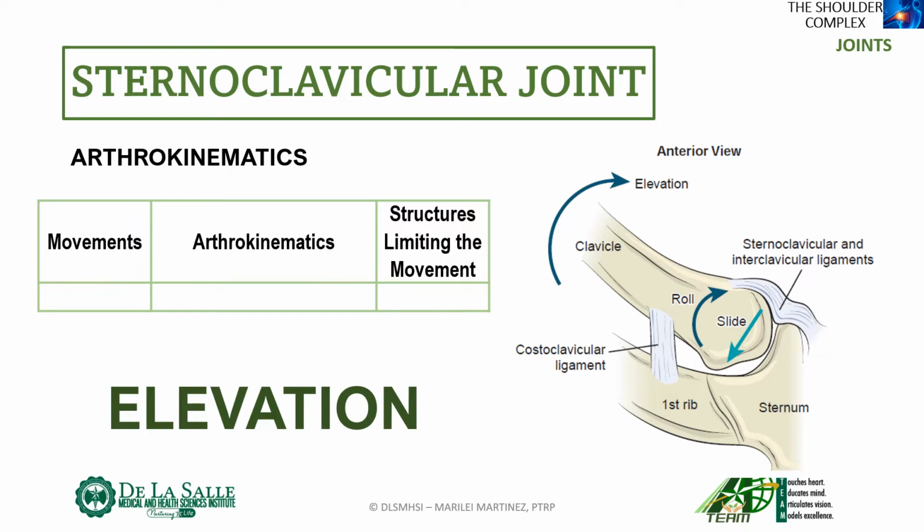As for the structures limiting elevation, here we have your costoclavicular ligament and also the subclavian muscle. As you can see, as the clavicle rolls superiorly, it will cause tightening of the costoclavicular ligament, which is located inferiorly, therefore limiting elevation of the clavicle.